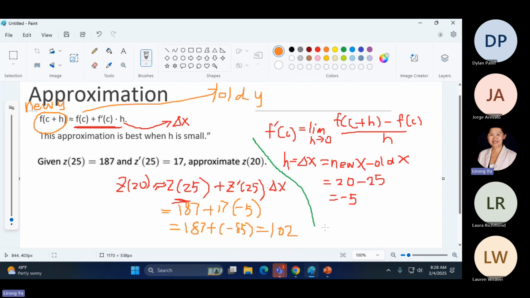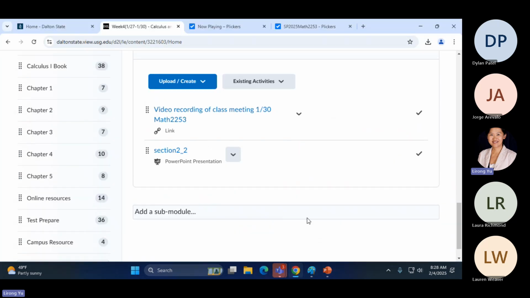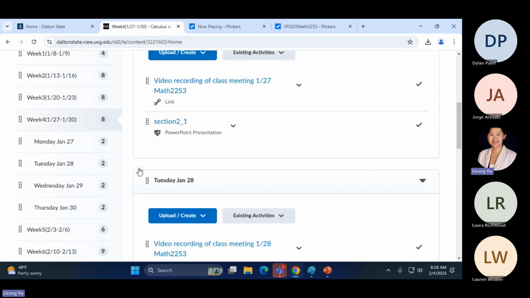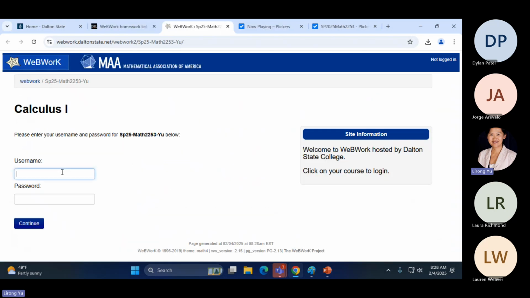Any questions? So that's the process of trying to use the derivative for approximation. I wonder if I assigned the homework for this section.